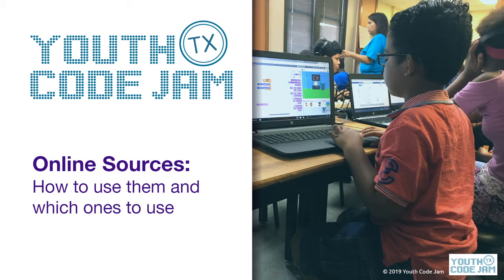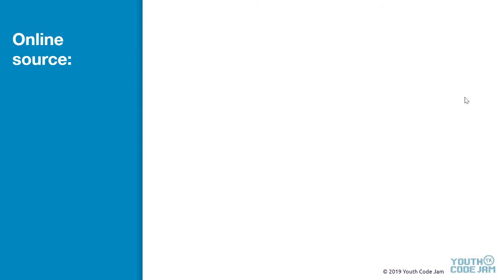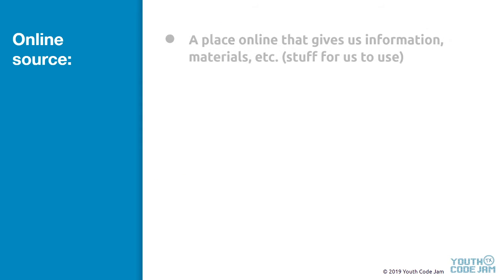Today, we're going to be talking about online sources, specifically how to use them and which ones to use. So, we'll start off by defining what is an online source. An online source is a place online that gives us information, materials, stuff like that. So, basically, anywhere on the internet that we find stuff for us to use.